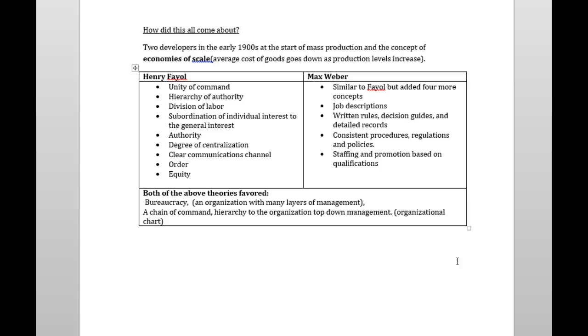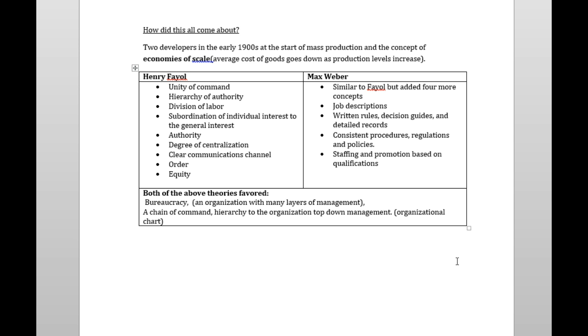There had to be a clear communication channel because of so many layers. At one time it was said Ford had 22 layers of management, so communications had to be good. There had to be order and equity in the system. Now, he laid the groundwork, and then along came Max Weber from Germany.